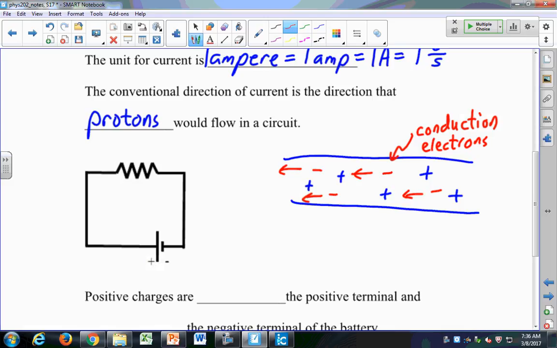Well, it has to do with history, and Benjamin Franklin. He's the one that really did a lot of the pioneering work in electricity, and a lot has been done since, but he thought at the time that protons moved, not electrons. He just didn't really understand the atom and how it was set up, and so he thought that protons moved, not electrons, and because of that, he said, well, these positive charges are moving through the wire.